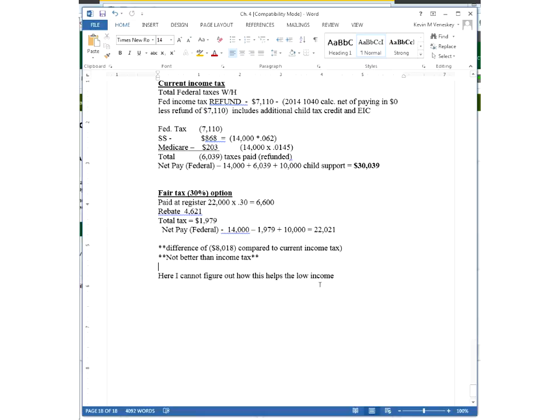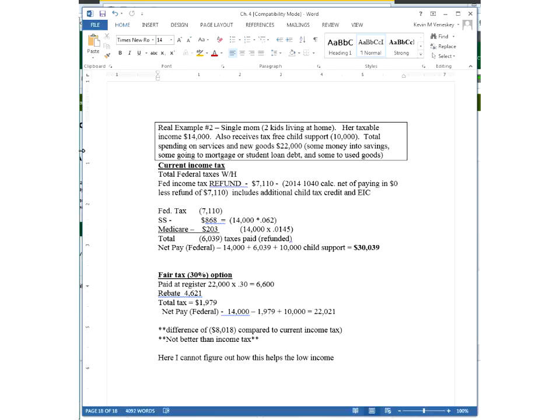So hopefully I'll get an answer back, and sometime soon I'll be able to update this and say either I was right and their plan isn't as good as they proposed, or I've miscalculated somewhere, or I'm not understanding something with the rebate system, because the rebate is kind of low compared to how much she's going to be spending in taxes. All right, I'm going to stop this at this point.